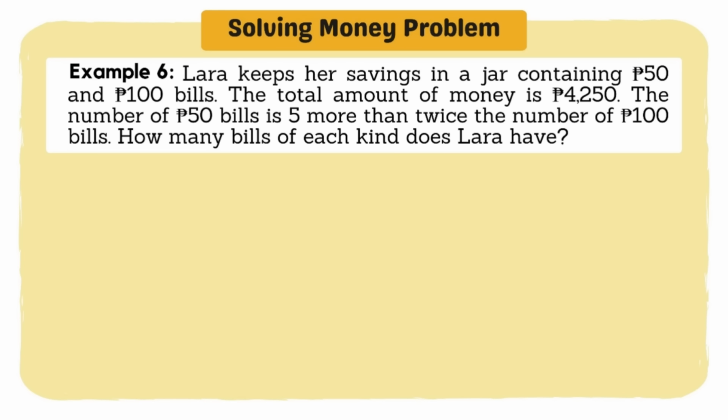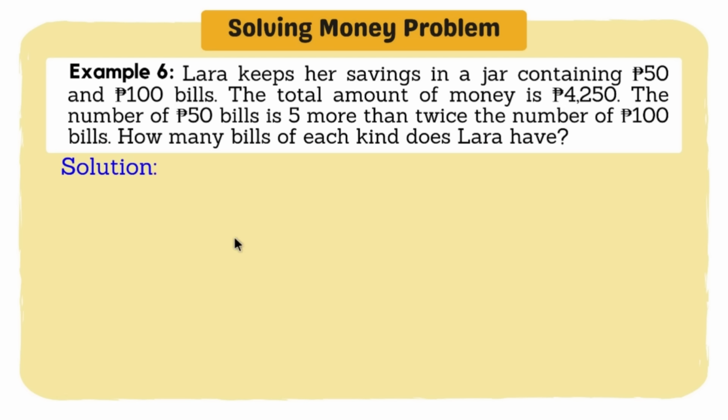Okay, let's have example number 6, another money problem. Okay, let me read. Lara keeps her savings in a jar containing 50 pesos and 100 peso bills. The total amount of money is 4,250. The number of 50 peso bills is 5 more than twice the number of 100 peso bills. How many bills of each kind does Lara have? So, ang hinahanap dito is kung ilang piraso ang 50 pesos and then ilang piraso yung 100 peso bills. Okay? And then yung total nila, it will be 4,250.